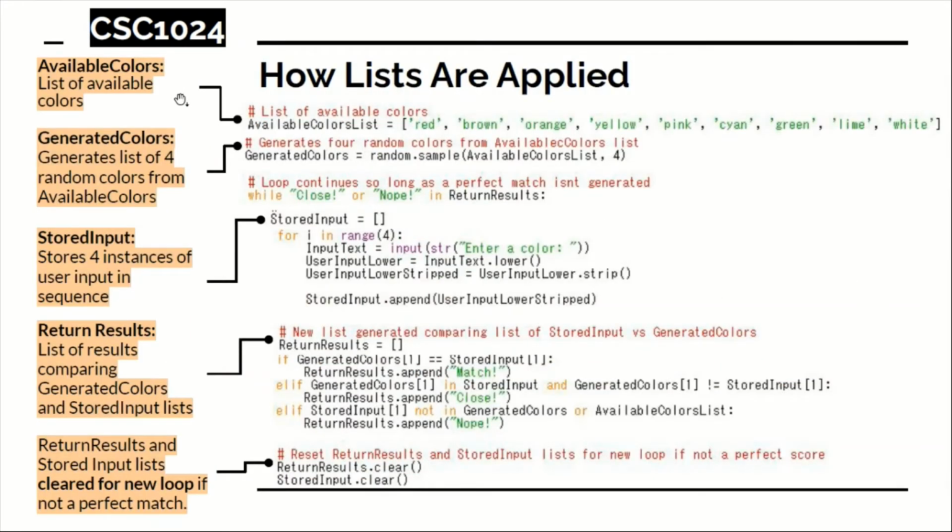This program makes use of 4 lists. The first list is available colors, which is a list containing all available color choices. The second list is generated colors, which is a list of 4 random color choices generated via the random.sample function. The third list is stored input, which stores 4 instances of user input as index items in a list. The fourth list is return results, which stores the results of comparing our generated colors and user input lists. And finally, so long as a perfect match is not obtained, the while loop will execute the clear functions to clear the return results and stored input lists for the next loop.